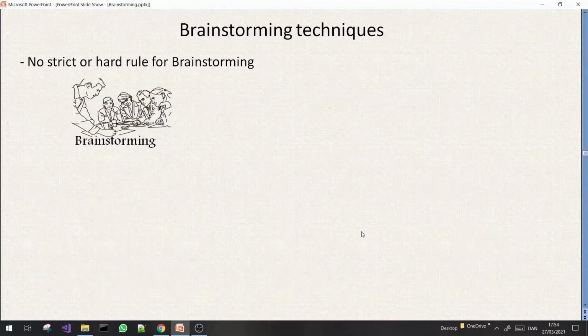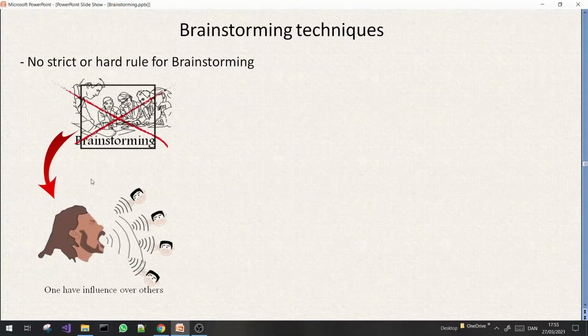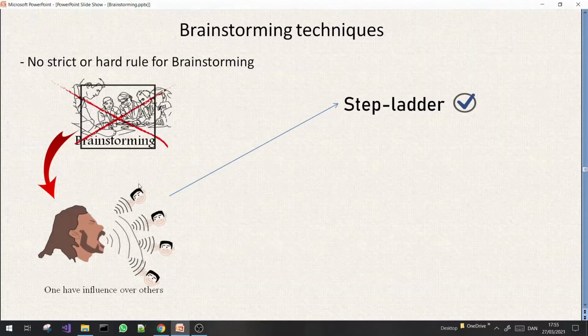Now let's describe the second problem. Say the last brainstorming session was not very productive because one person influenced all the group members. So he was talking almost all the time and the rest of the group members were just listening. This is not an ideal situation for brainstorming. And this type of situation can be avoided through the step ladder technique.